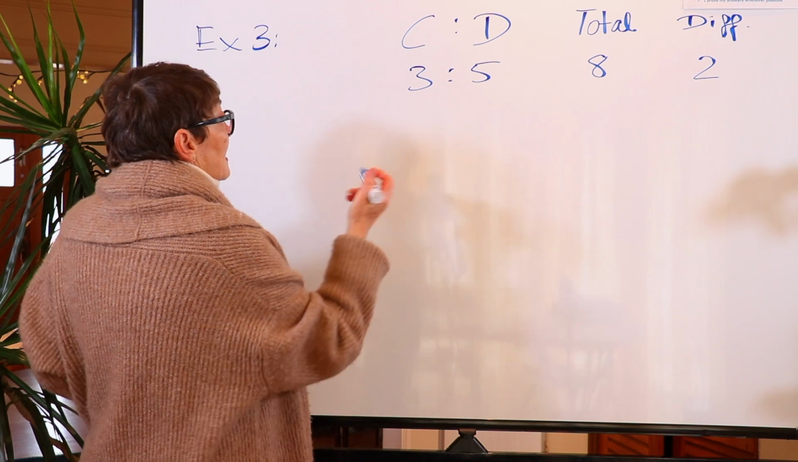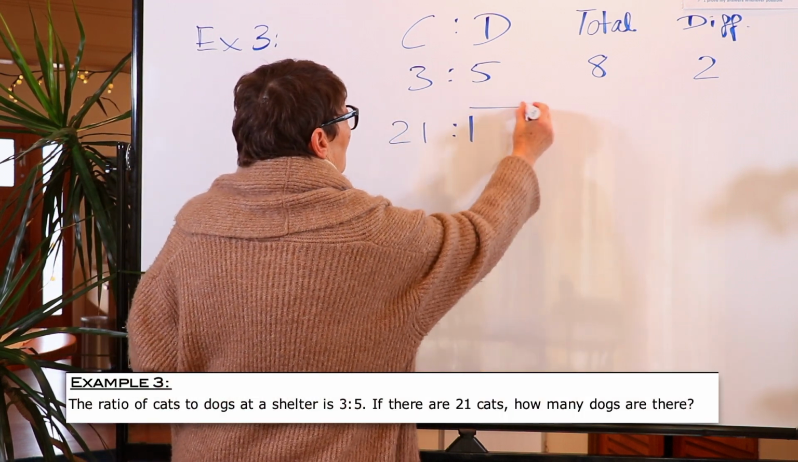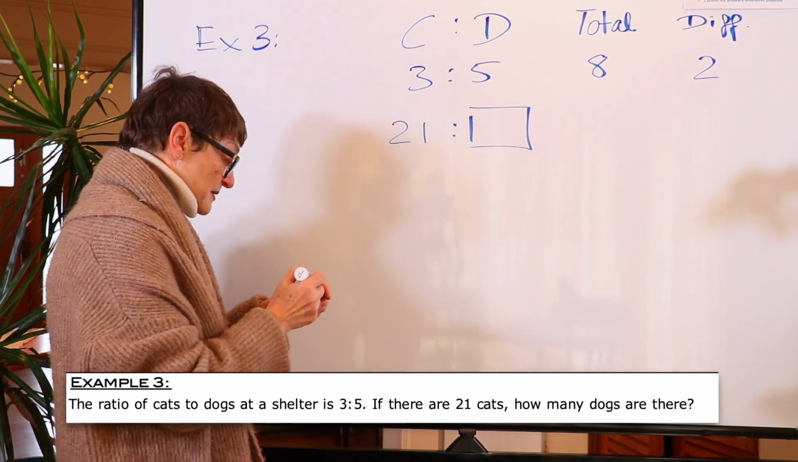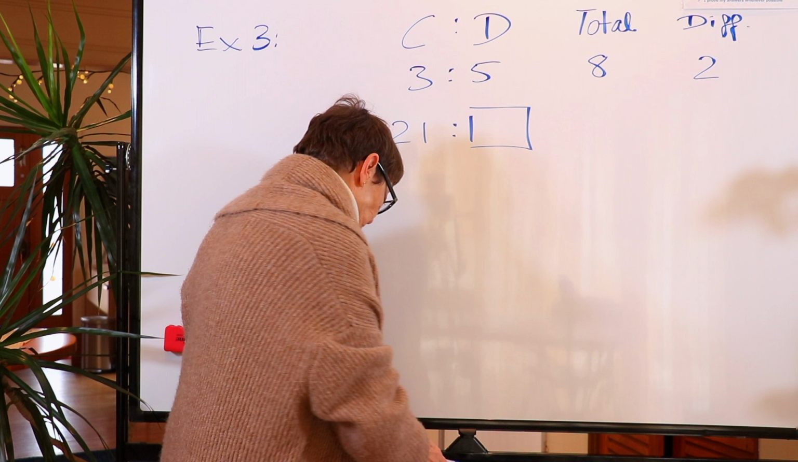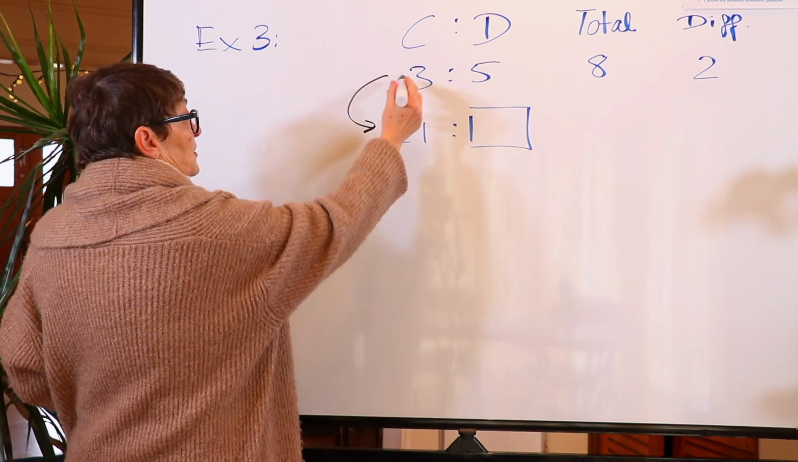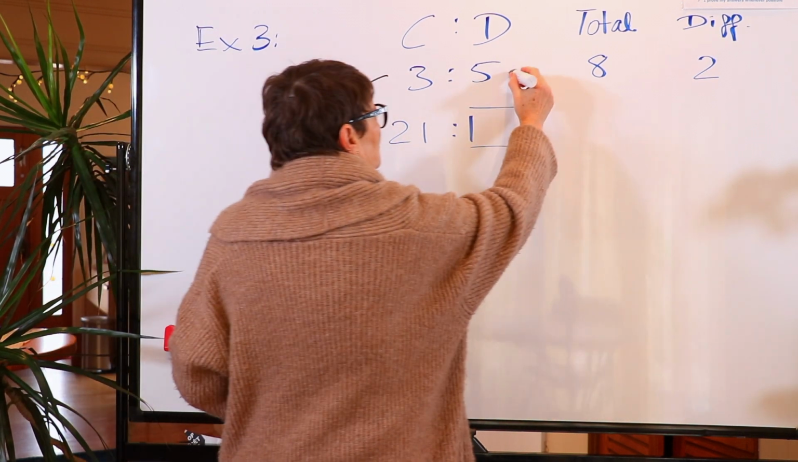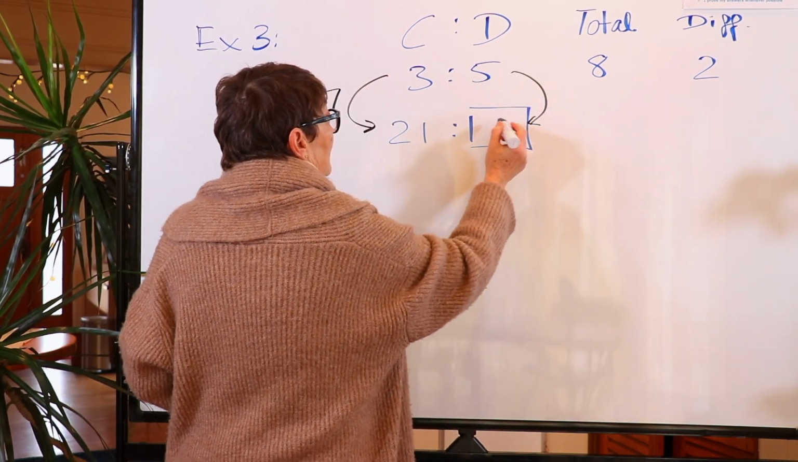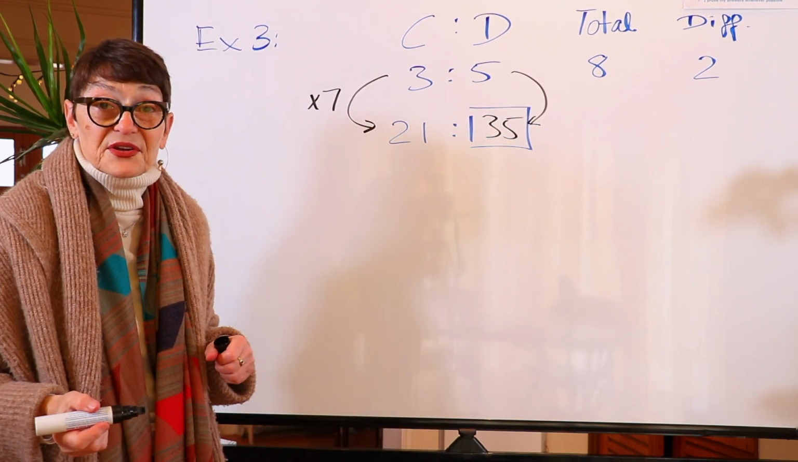So the question now is, if there are 21 cats at the shelter, how many dogs are there? Now we go back to what we did the first time around, and we went from 3 to 21, pretty simple, multiply by 7. That means we're going to do the same thing over here, 5 times 7, and if you came up with 35, you're absolutely on the right track.